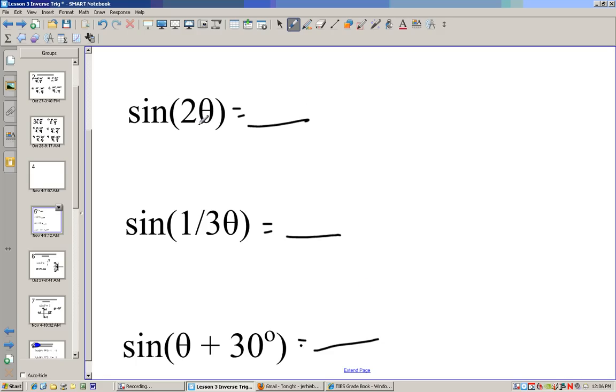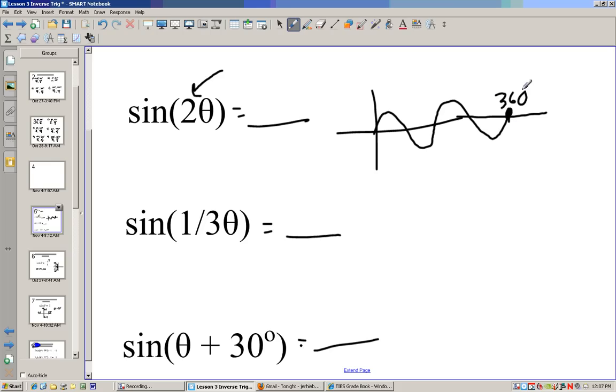Now, in a situation like this, it shrinks my sine function. So if I drew my sine function, it shrinks it by a factor of 2. So it can do 2 revolutions or cycles by the time it gets to 360. So if I want to see where sine is 1/2, there will be 1, 2, 3, 4 answers rather than just 2.